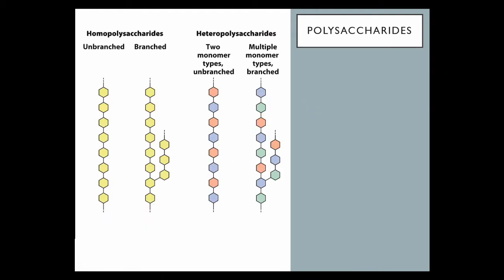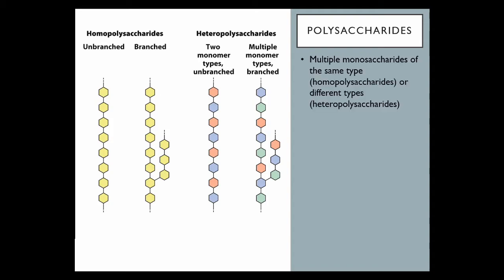So again, a disaccharide is just 2 monosaccharides chained together. You can also, of course, have trisaccharides and tetrasaccharides and so on. But usually after 2, we start just calling them polysaccharides. So a polysaccharide is just a carbohydrate with more than 2 monosaccharides. And there can be basically 2 kinds, or 4 kinds, broadly speaking.